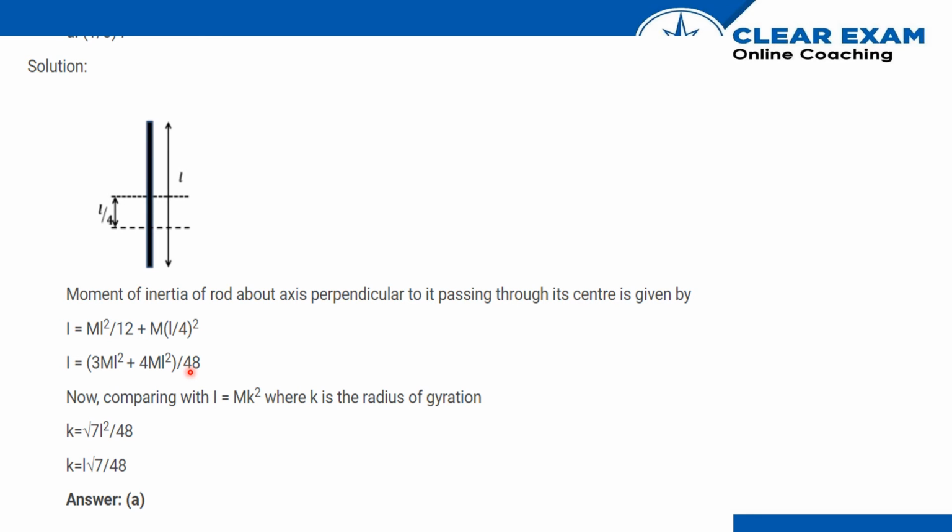Right? Now we know that the radius of gyration is given by I = MK², where K is the radius of gyration. If we compare the new value of I with this equation, we can get the value of K. Hence from this we can say that K is equal to the square root of 7/48 times L. The correct option is option A.